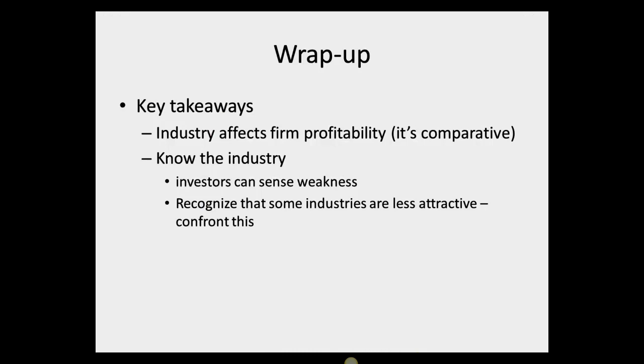Okay, so key takeaways: industry affects firm profitability. So it's comparative. You can't compare across industries. You have to do it within the industries. And you do really need to know the industry. Some are less attractive, and you have to confront this in the business plan. All right, that's it.